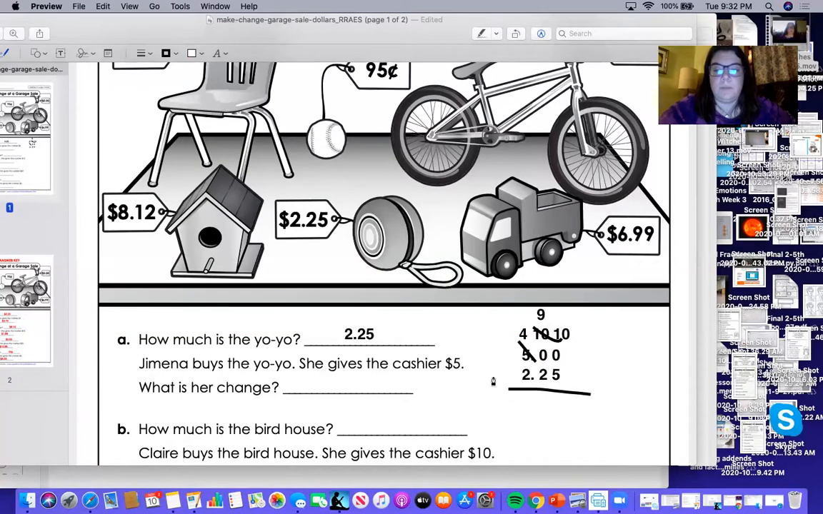So now I can subtract. So 10 pennies minus 5 pennies is 5 pennies. 9 dimes minus 2 dimes is 7 dimes. Decimal. $4 minus $2 is $2.